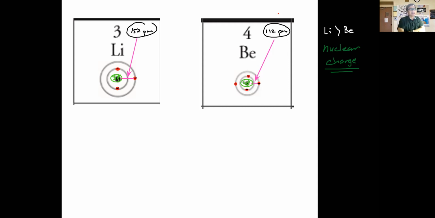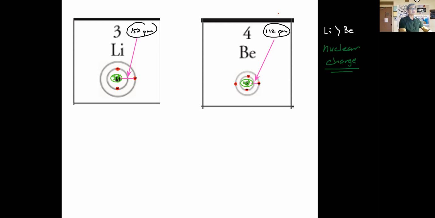And so that's why, when we talk about the trend in a period, the reason why the atoms get larger and larger as we go towards the left of a period is because the nuclear charge gets smaller and smaller. You have a smaller nuclear charge, and because of that, these electrons aren't pulled in as much. They can spread out further. And that's how we can explain the period trend.